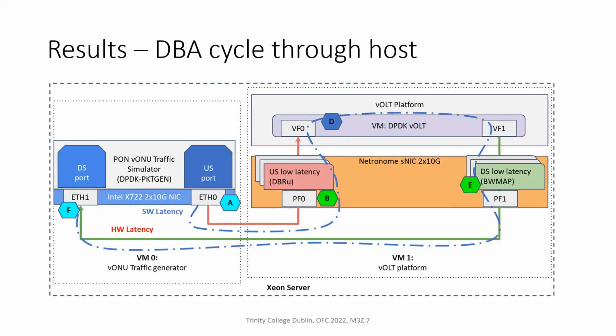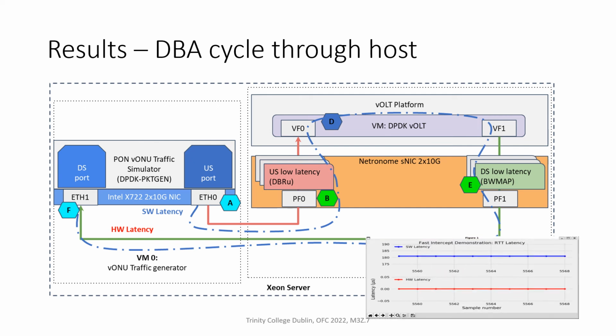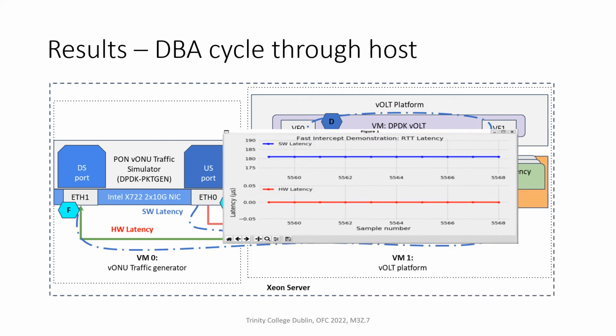We look at the timing results of the DBRU and subsequent bandwidth map generated traveling through the full path A to F through the host D. Looking at the statistical sample of the round-trip times, we see on average the duration is 180 microseconds as shown in the top blue line. This includes a DBA complexity and placement penalty of 130 microseconds. For the demonstration, this graph is updated in real time.